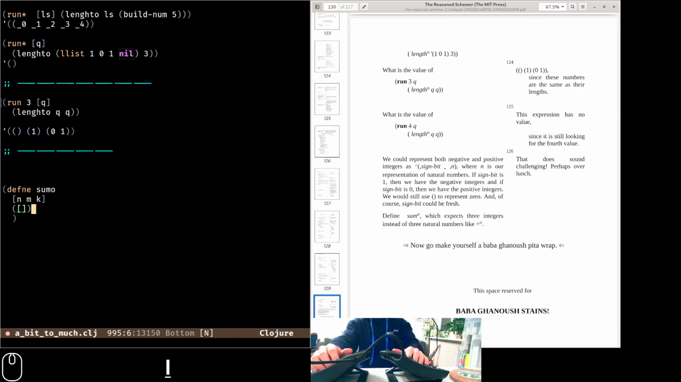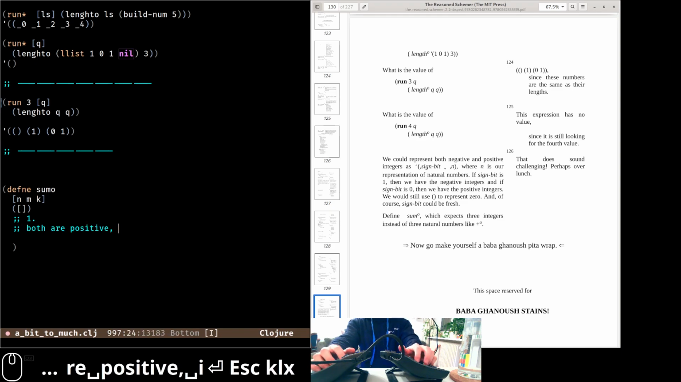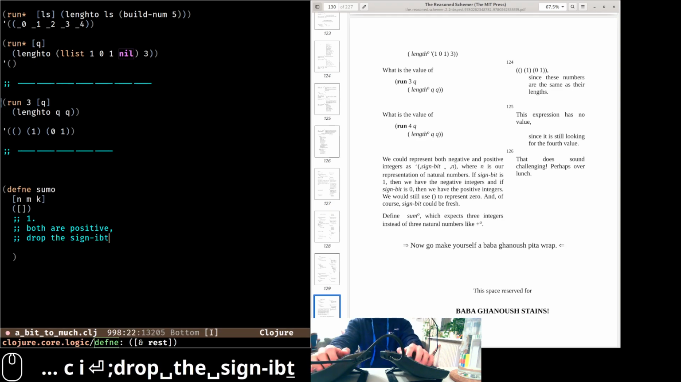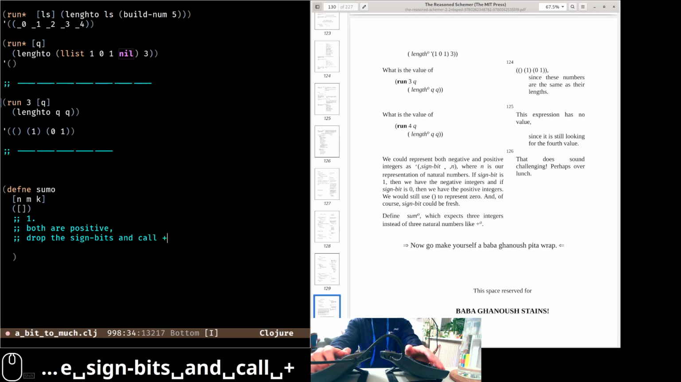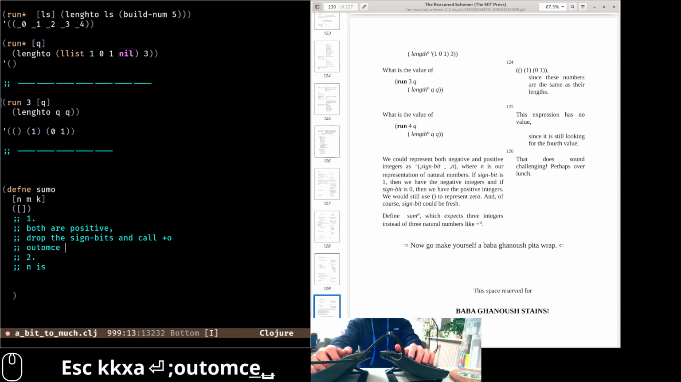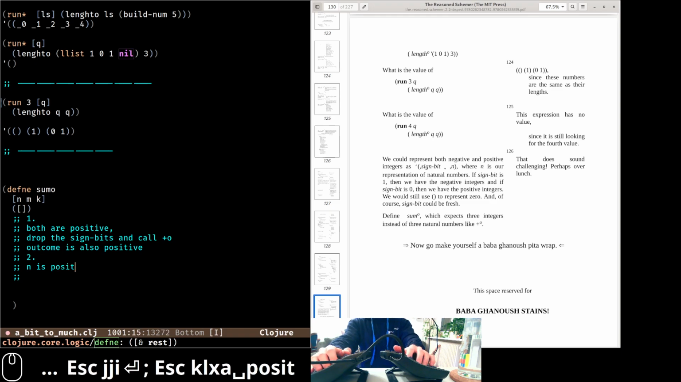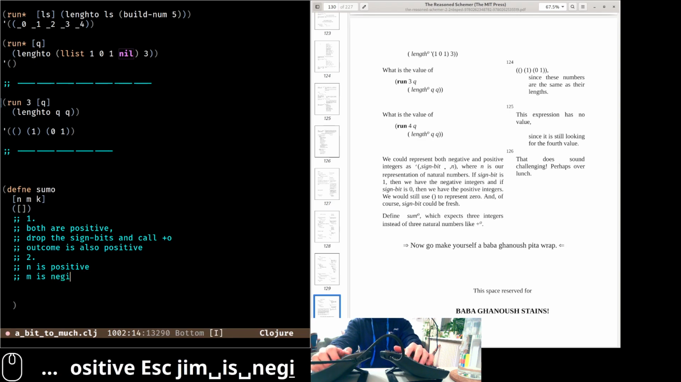Okay, so the first case is the same case that we already had. That is that both numbers are positive. And then in effect, basically drop the sign bits and call plus. Okay. In the second case, oh yeah, and the outcome, by the way, the outcome is also positive. In the second case, n is positive, m is negative. Now drop the sign bits.